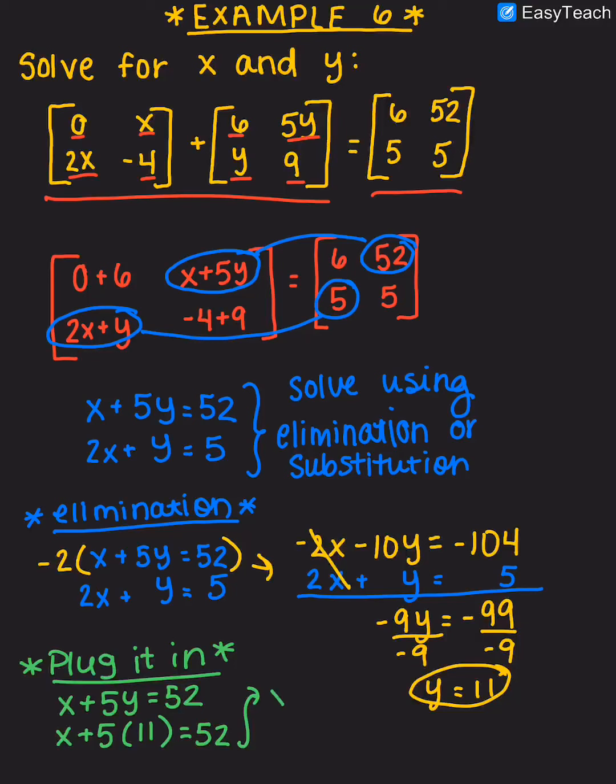And so I get x plus 55 equals 52, and then I'm going to subtract 55 from both sides. So that means that x is equal to 52 minus 55, which is negative 3. So our x value is negative 3. Our y value is 11. And I know that that's a lot of work, and a lot of it is not even using the matrices. A lot of it is using our previous stuff that we know from elimination and substitution.